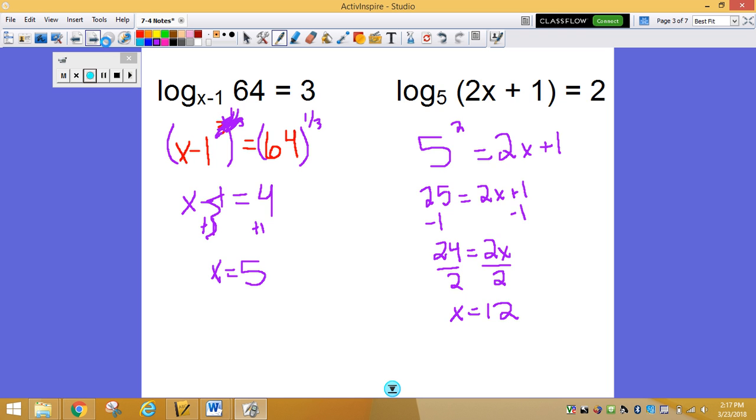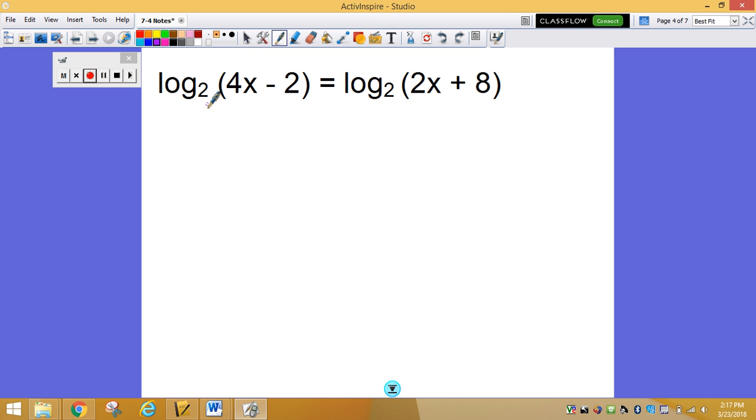I think I got 2 more for you. Yes, okay. These are easy. See how this left side is log base 2? See how this right side is log base 2? Guess what? If you have the same thing, they cancel. So those two cancel, and we just have 4x minus 2 equals 2x plus 8. So let's solve it. I'm going to move my 2x over. It's a positive, so I'm going to subtract it.